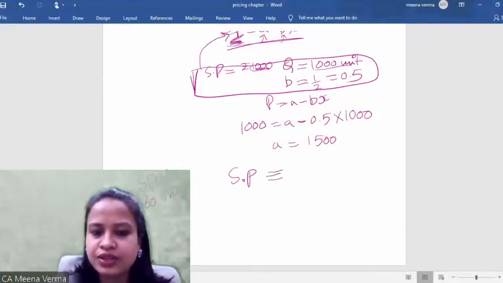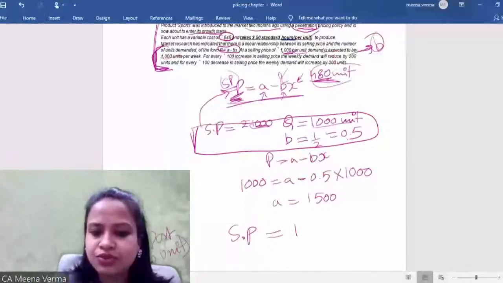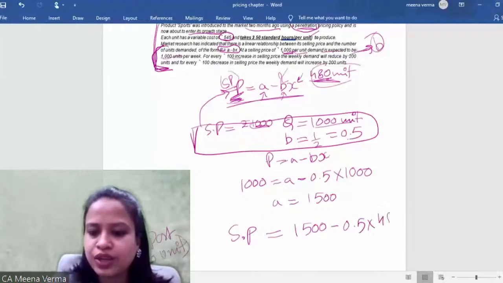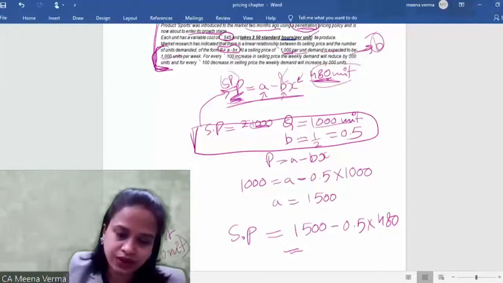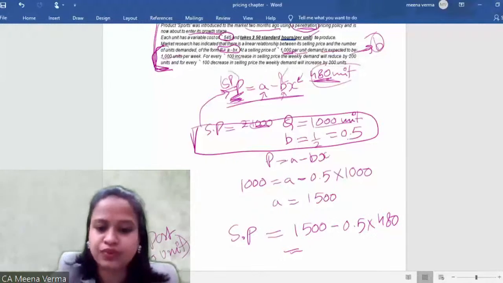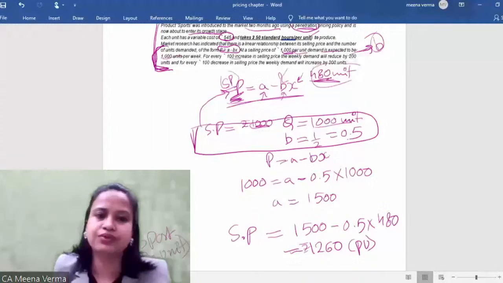Okay, selling price. For that, the formula is A, we know 1500, minus B 0.5, X is 480. In this way, the selling price will come as 1260 per unit. This is the selling price per unit.